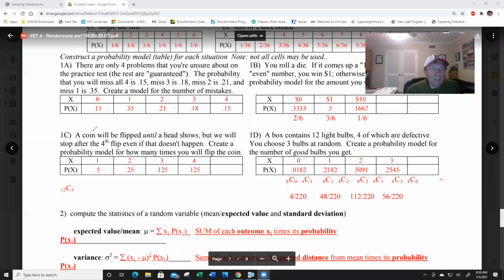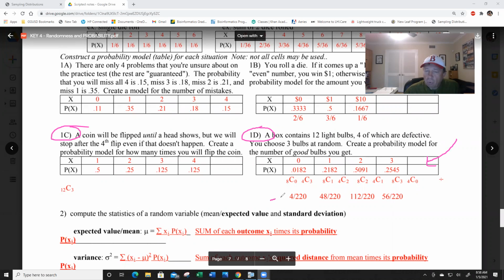C and D are a little tricky. These would not be test items. D is pretty hard. It goes to prior knowledge, getting into combinations and stuff. A box contains 12 light bulbs, 4 of which are defective. You choose 3 bulbs at random. Create a probability model for the number of good bulbs you get.